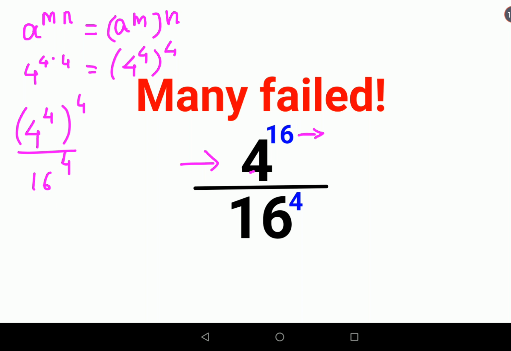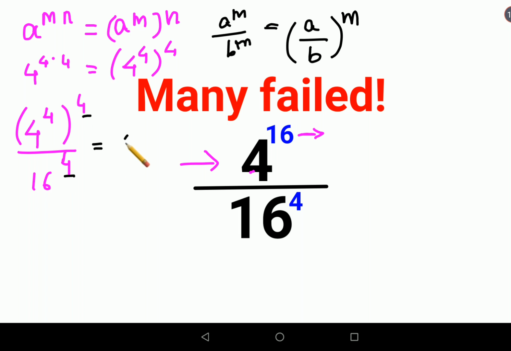Now see, understand, in indices when you have a raised to m upon b raised to m, if both of them are raised to the same index, just over here, okay, we can directly put them under a fraction and raise it to the same index. So here I can very well say this looks like 4 raised to 4 upon 16, the whole raised to 4.